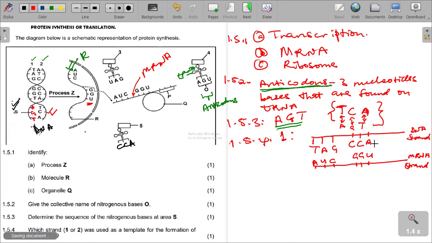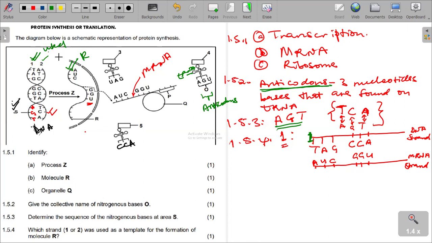So that is why we said it is strand one. Strand one is the one that is forming the strand that was used. Strand one is the one that was used to form mRNA. This is our strand one here, which is actually used in the formation of mRNA. Strand one is the one that is used there.